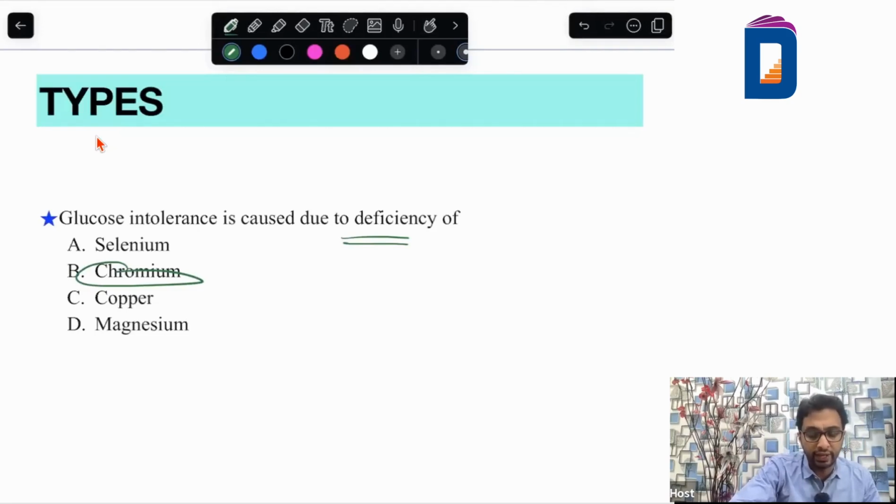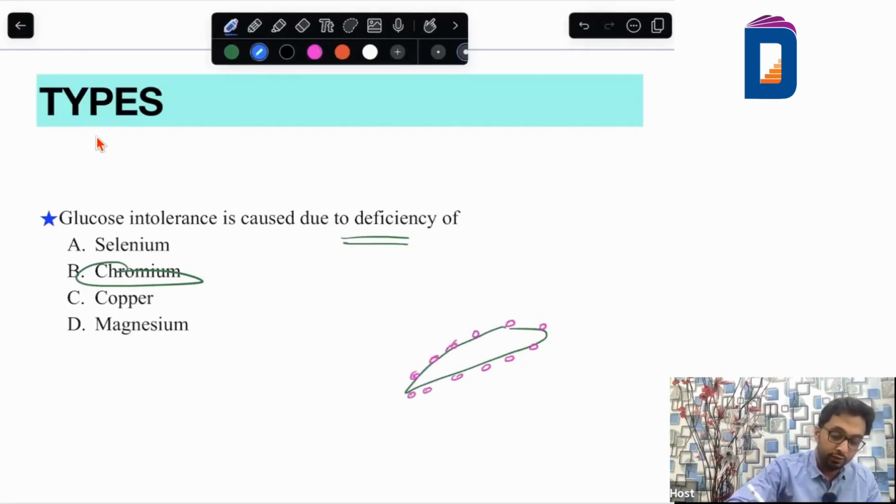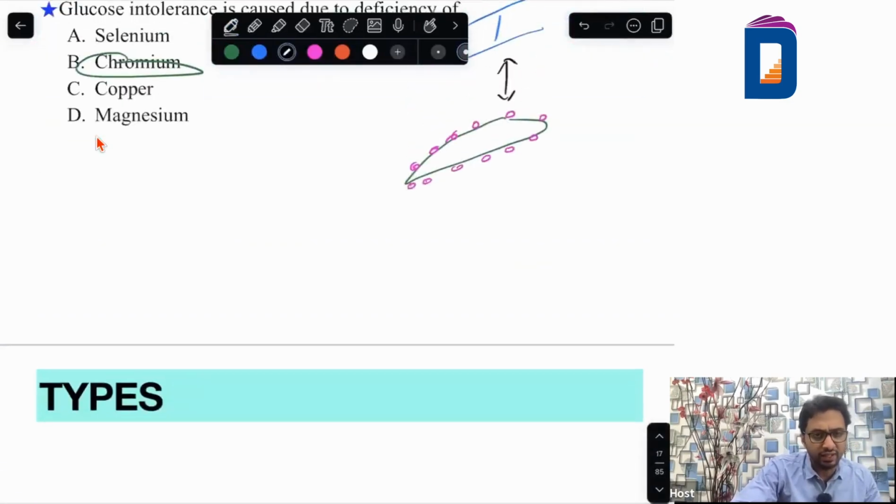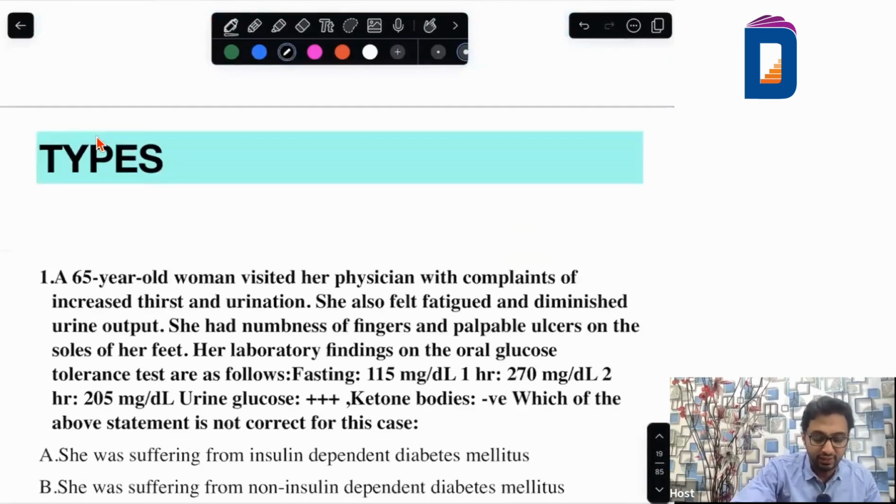Basically, it's all interaction, as I've told you. For example, this is a tissue. On the surface of this are receptors for insulin, and you have insulin coming from here. I'll just put it as I. So this interaction is increased by chromium, and that's why basically it's a kind of reversal of insulin resistance, you can call it to some extent.